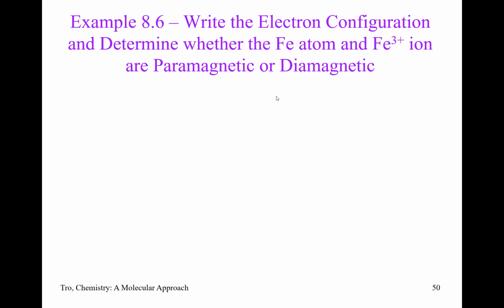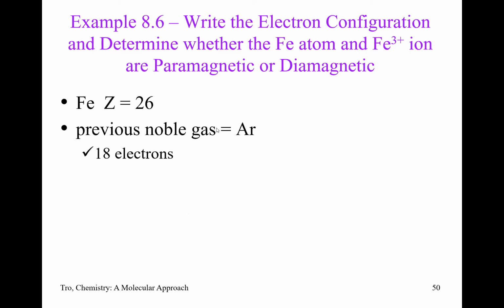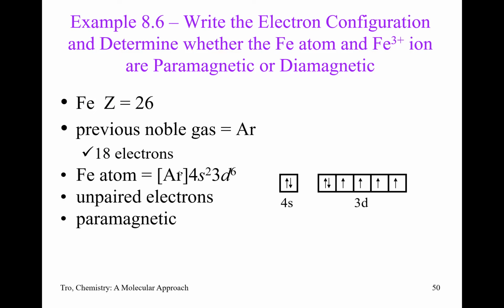All right, so there'll probably be one of these on the exam, the next midterm. Write the electron configuration, and determine whether iron and iron 3+ are diamagnetic or paramagnetic. So go find iron on the periodic table. 26th element. The noble gas before it is argon. We've got 18 electrons. We don't need to worry about the core. They don't do anything. We move across till we get to iron: 4s2 and 3d6. So clearly we've got unpaired electrons, right?